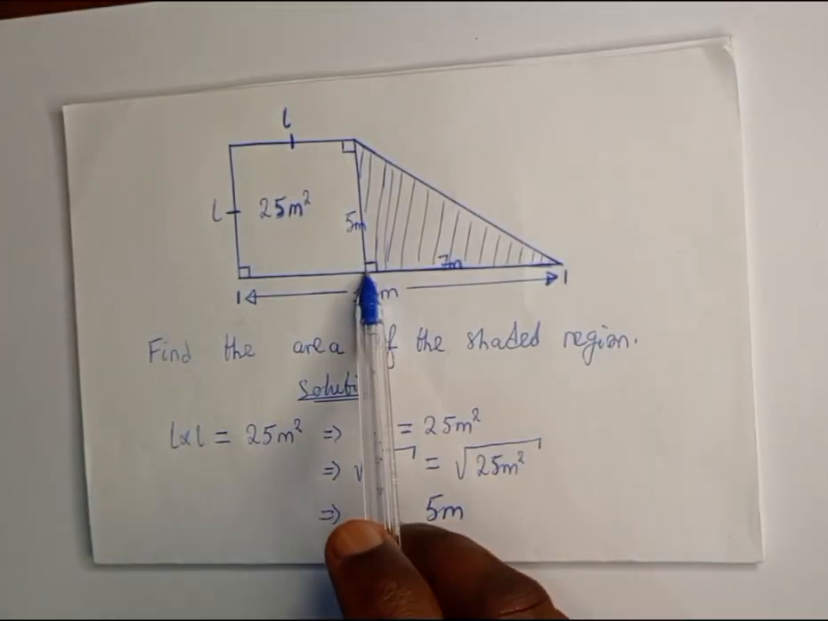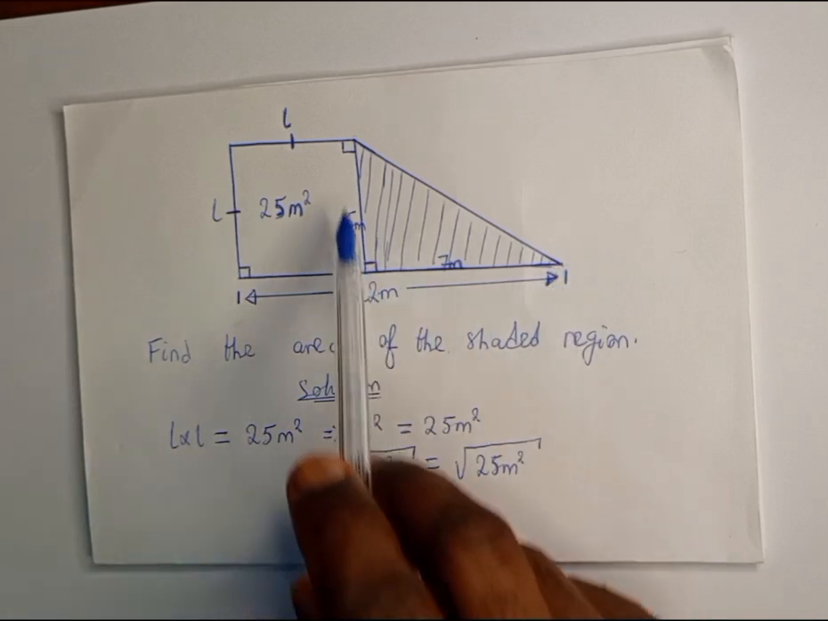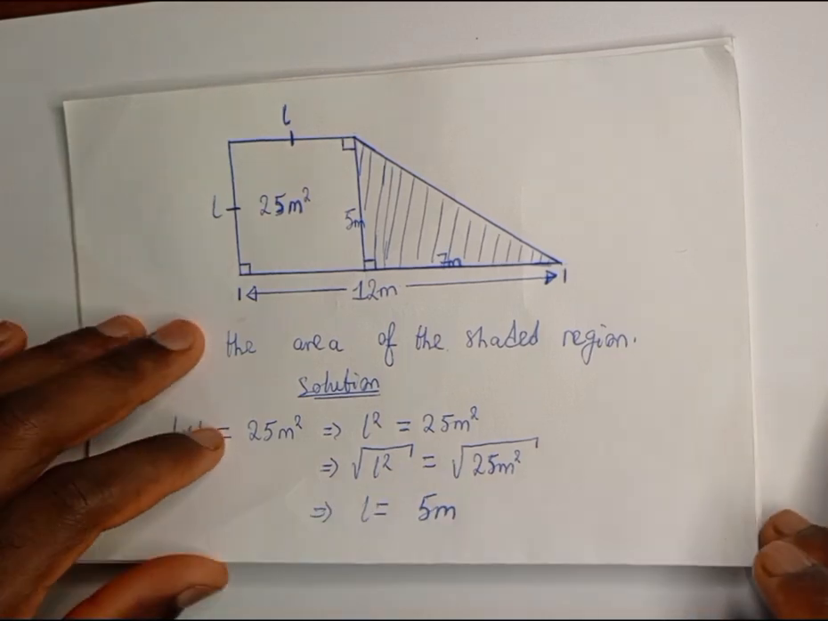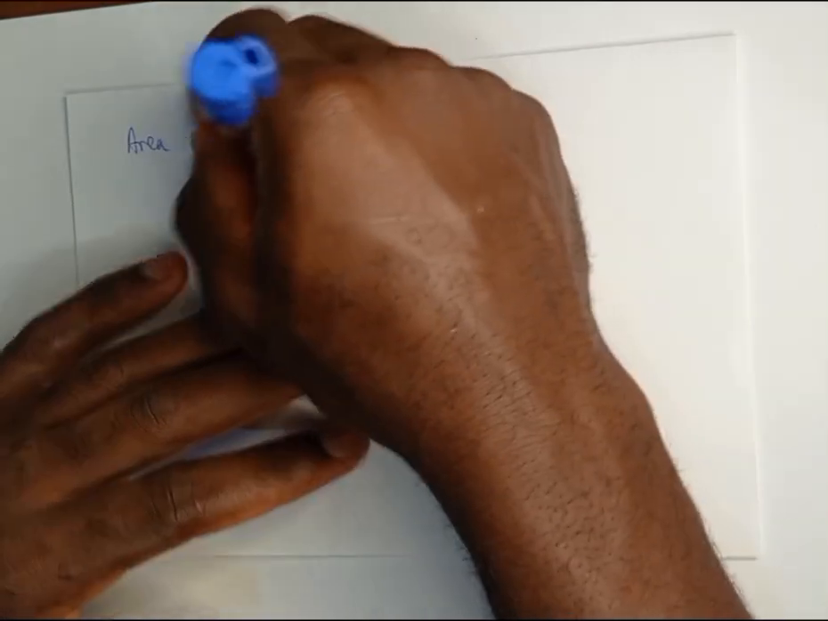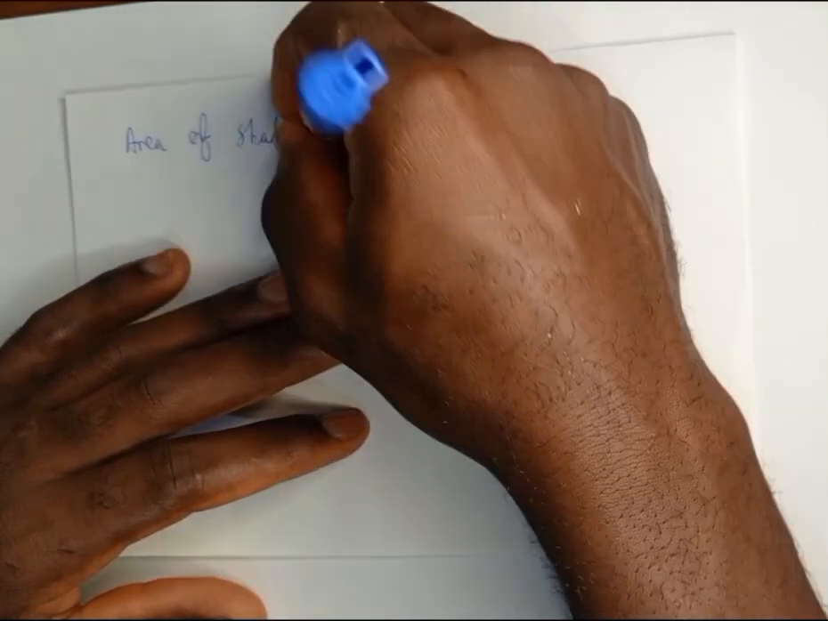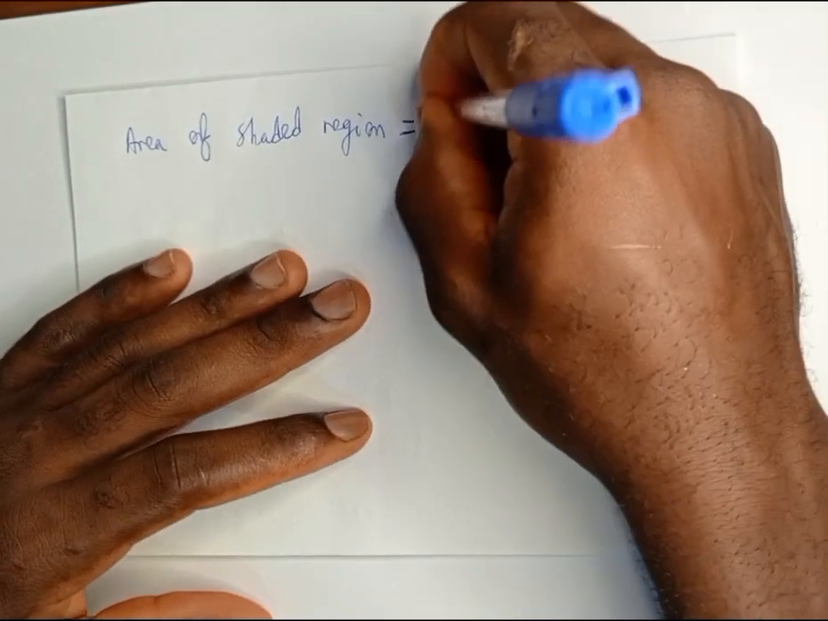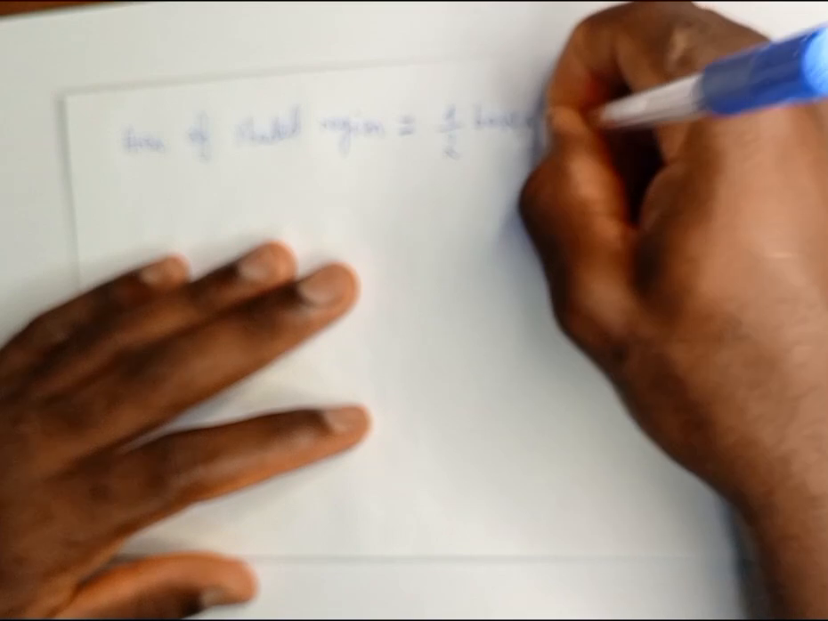We know the base of the triangle to be 7 meters. We know the height of the triangle to be 5 meters. Now we can proceed to calculate the area of the shaded region, which is a right angle triangle. Area of shaded region is simply equal to a half base times the height.